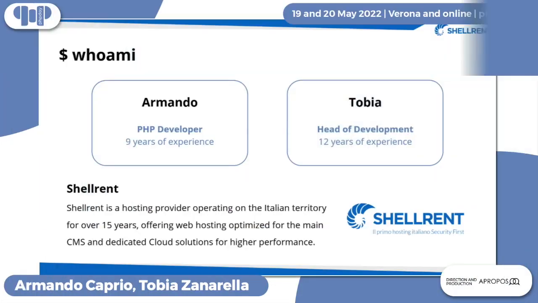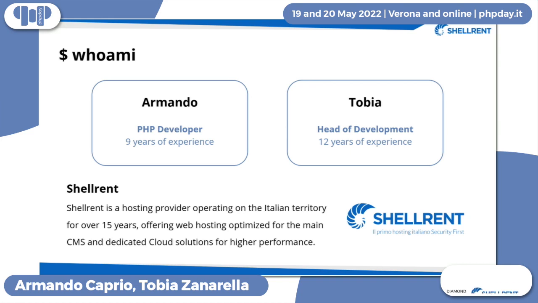Let me introduce ourselves. I'm Armando, and this is Tobia. We are software engineers at Charente, a hosting provider from Vicenza. Charente has operated in Italian territory for over 15 years, offering web hosting optimized for the main CMS and a dedicated cloud solution for higher performance. Our team focuses on development of applications that manage our business process.